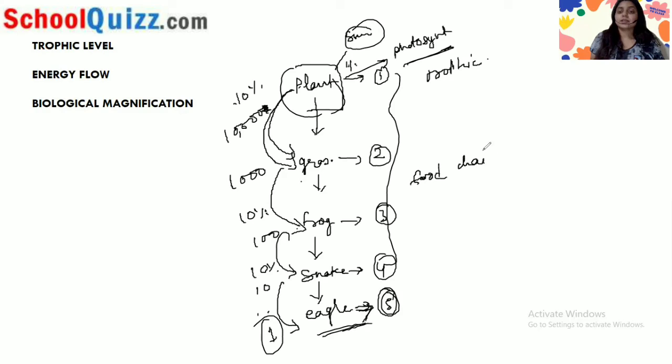So this is the energy flow, transferring from the lower level to the higher level, and in the energy flow the 10% law is followed. Now, what is biological magnification? Here you can see a plant is eaten by the grasshopper, then it is eaten by the frog, then by the snake and the eagle.